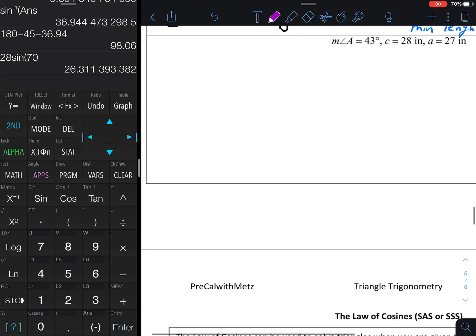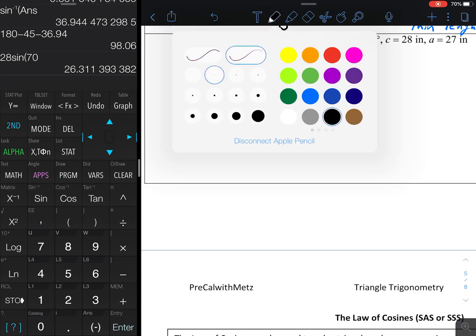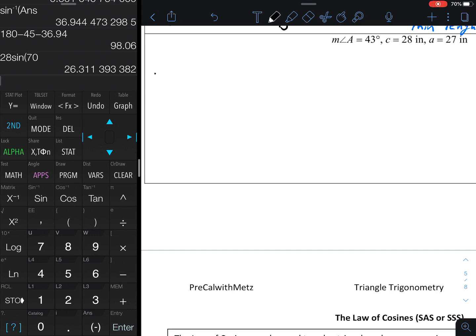So in this next problem, we're given the measure of an angle A that's 43 degrees. So I'll draw it like I did all the other ones. 43 degrees, unknown side on the bottom, opposite side of A, 27. Adjacent side is 28. The adjacent side was C, so that's angle C.